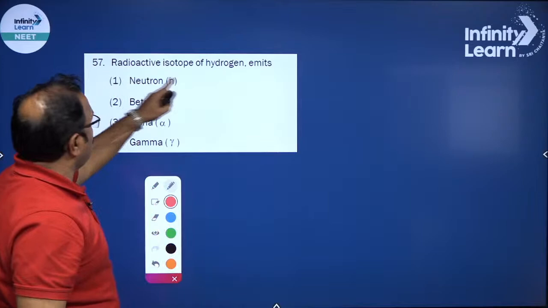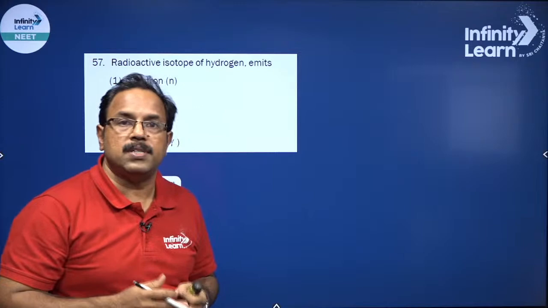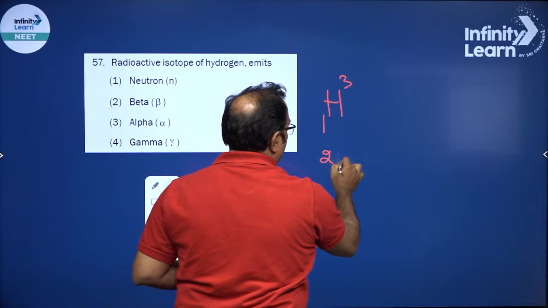Radioactive isotope of hydrogen emits... Now this is very clear, you know that radioactive hydrogen is nothing but tritium. Tritium, what is the logic here? That this has two neutrons and one proton. You are all physics students.